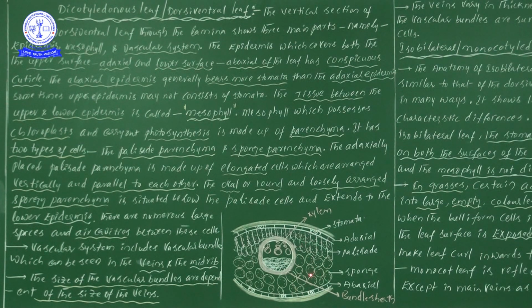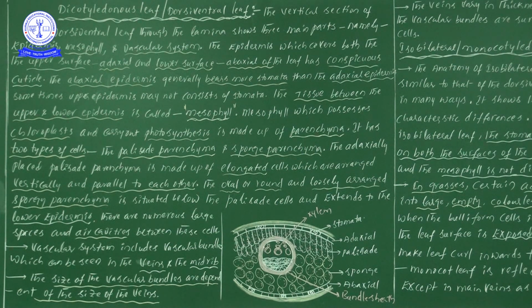One type of cells is there, here one more type of cells is there, no? This arrangement together we will be calling as mesophyll tissue. Now listen again. The tissue which is present between the upper epidermis and lower epidermis we are calling as mesophyll tissue. Mesophyll tissue.